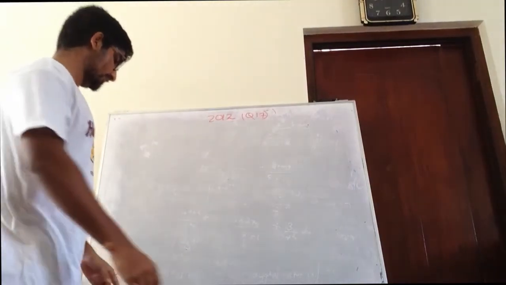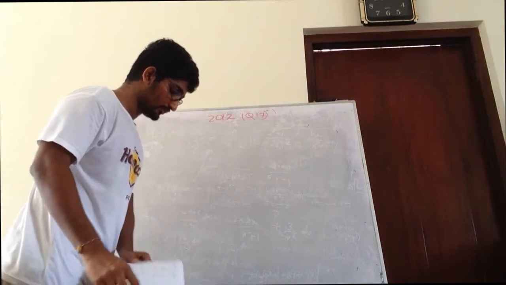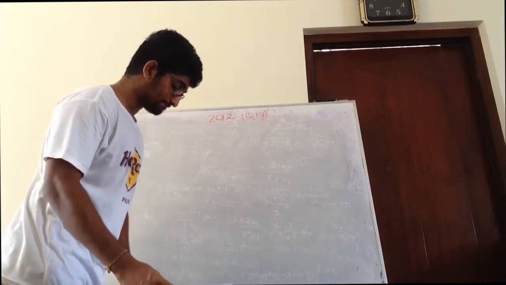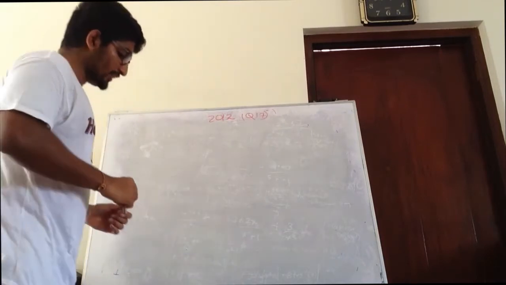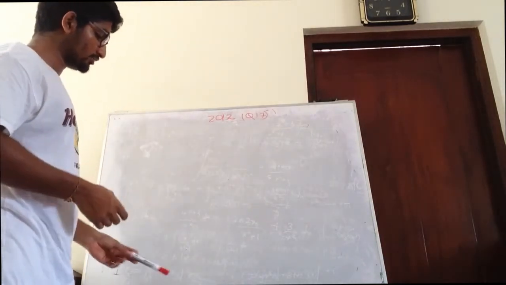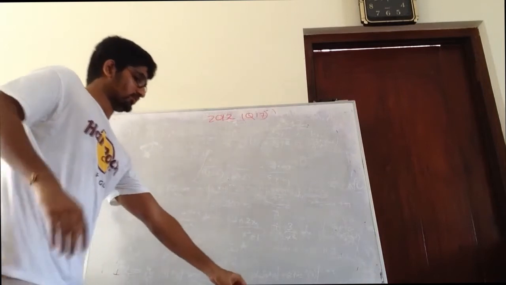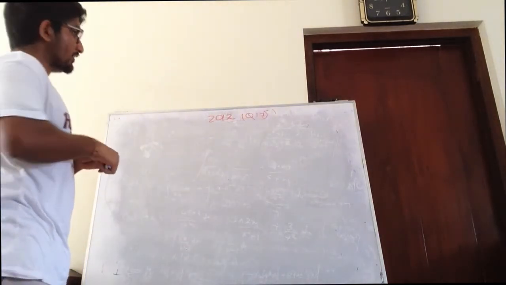Right, so question number 17. Here they are asking for a triangle ABC, prove that the usual notation, that this is true. So I'll be proving it for a triangle.